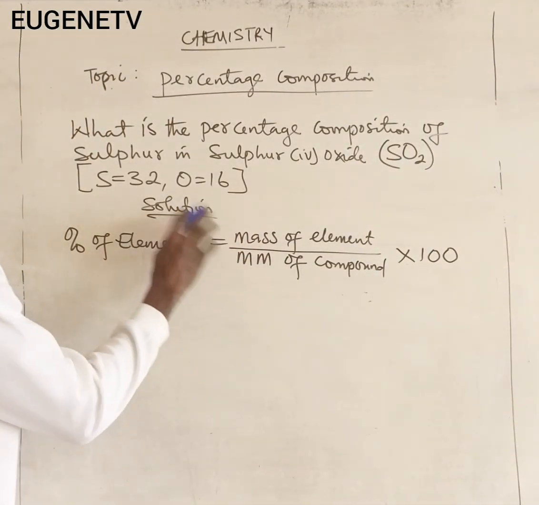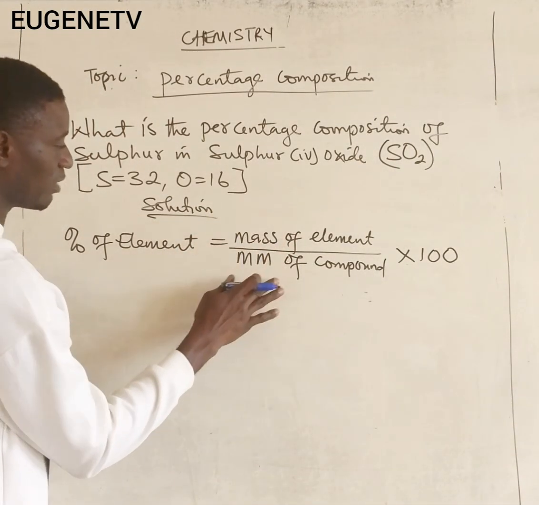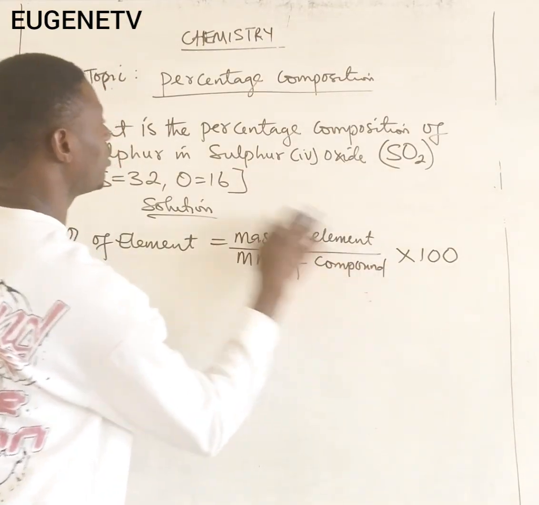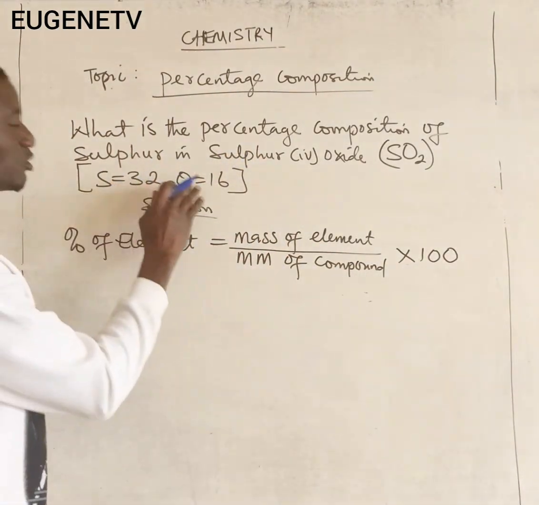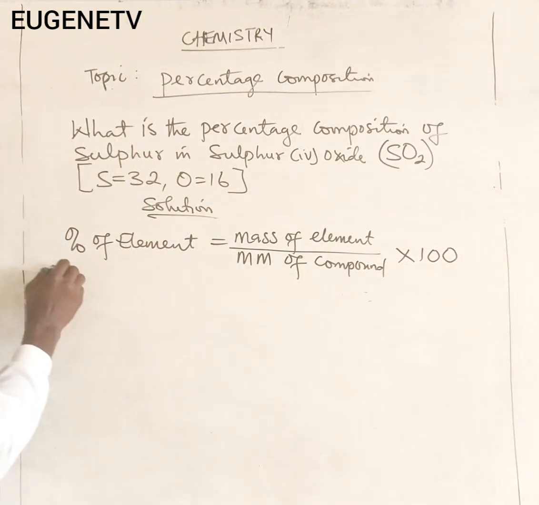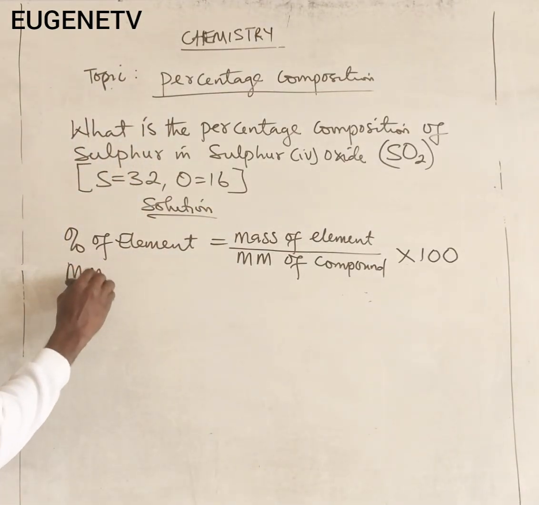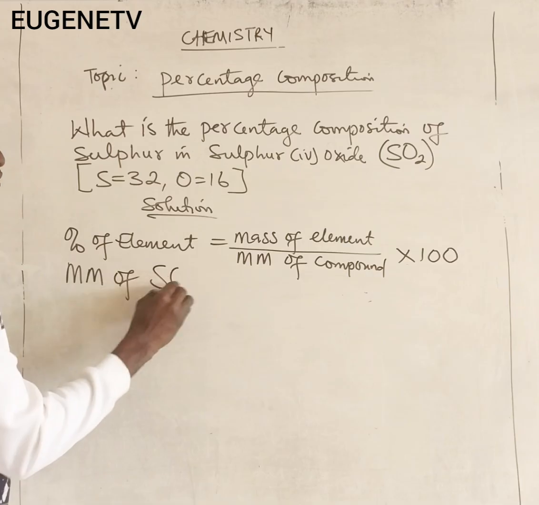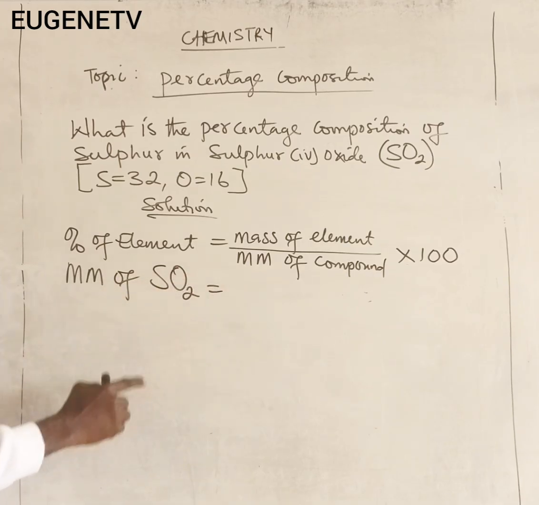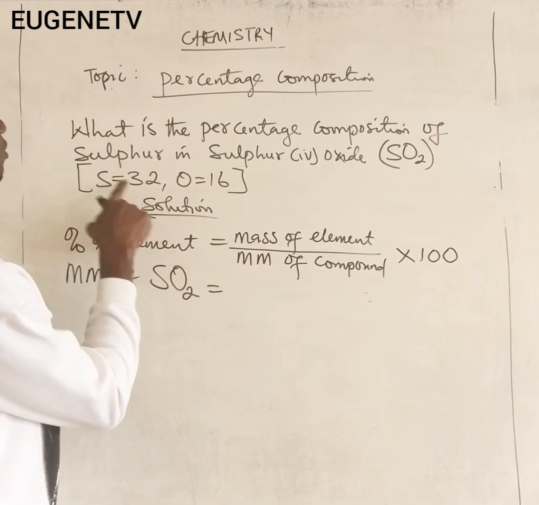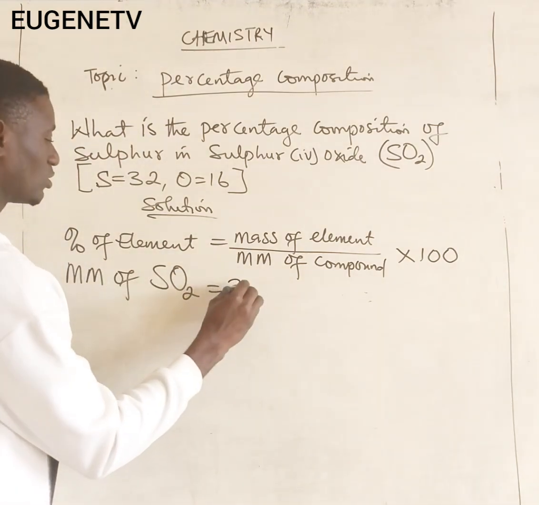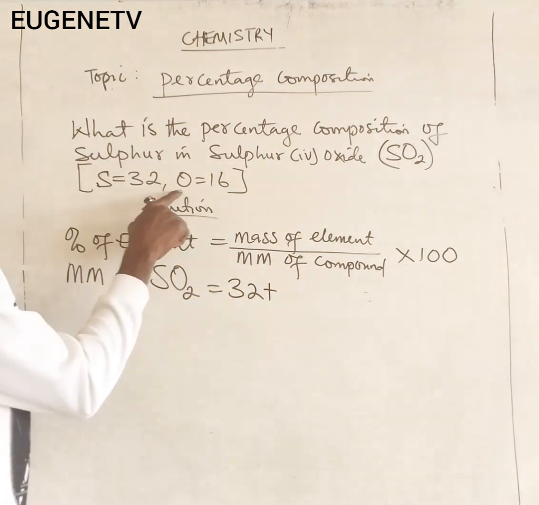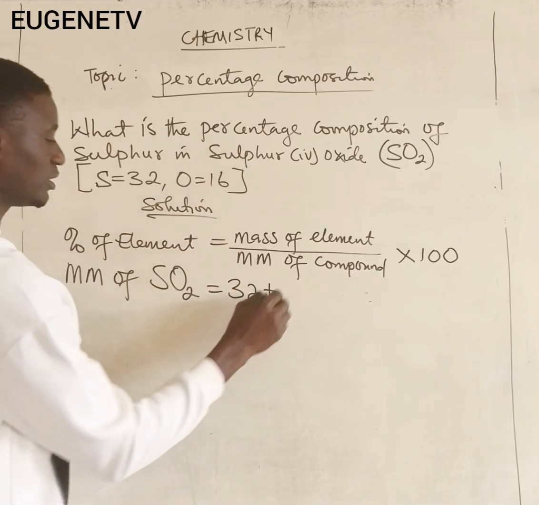Since we have mass divided by molar mass and then multiply by 100, but from our question we were not given the molar mass, we have an idea on how to find it. What we need to do first is to find the molar mass of that compound. Molar mass of SO2. Remember, SO2 will have sulfur and oxygen. So the mass of sulfur given there is 32. Then the mass of one atom of oxygen is given to be 16.